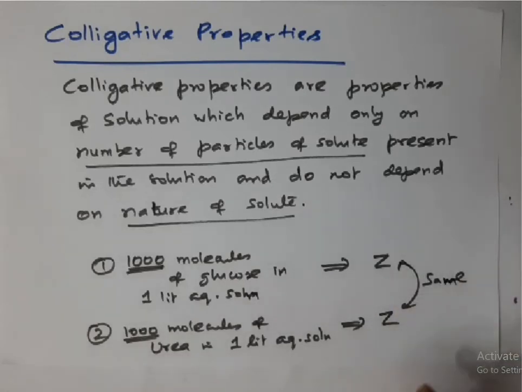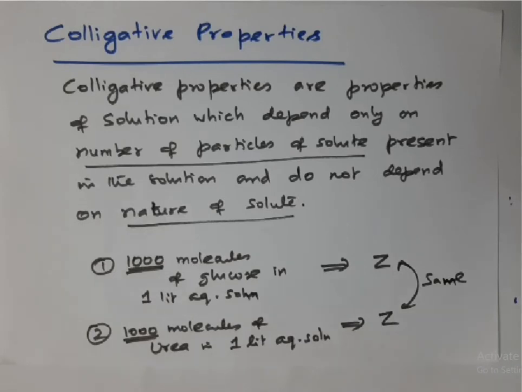Colligative properties depend only on the number of particles. They do not depend on the nature of the solute. Your solute may be glucose, sucrose, or urea. It does not depend on that. It depends only on the number of particles. Is this clear? Any doubt in this?